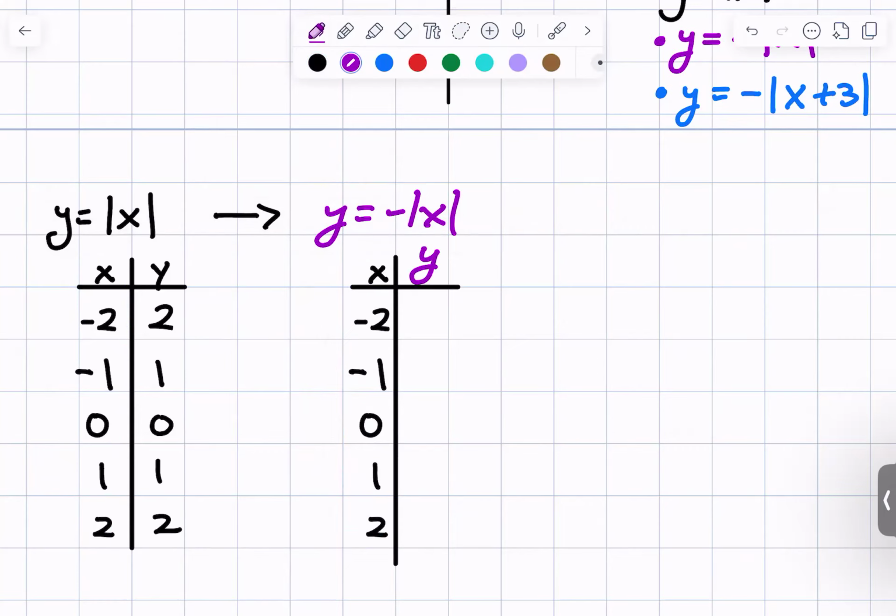And if we're reflecting it over the x-axis, or multiplying it by a negative, all we're gonna do is change the signs. So positive 2 becomes a negative 2, positive 1 becomes a negative 1, 0 becomes a 0, negative 1 becomes a negative 1, negative 2 becomes a negative 2. Okay? Oh, sorry, negative 2. Yeah.